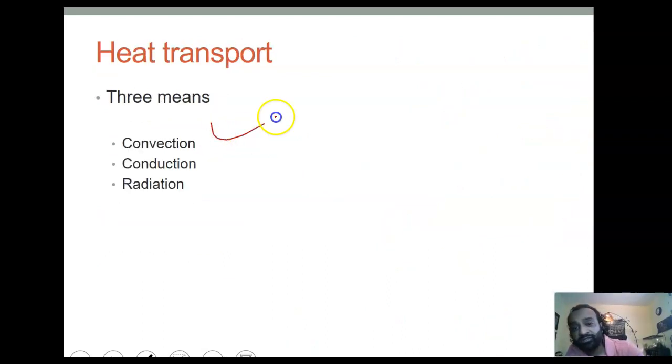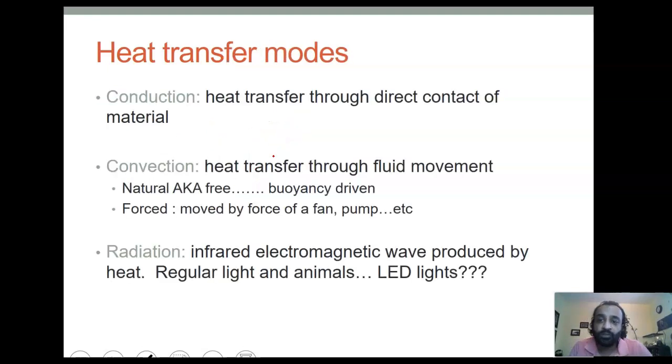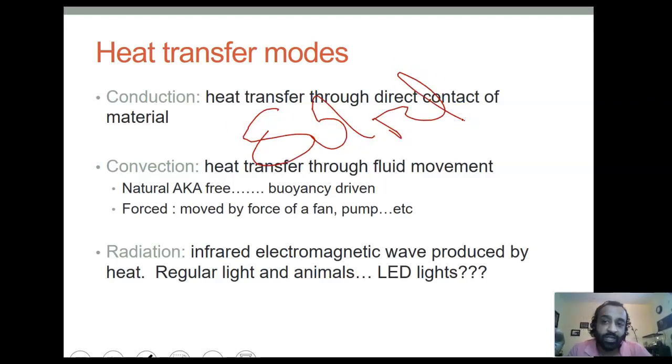So there are three means of heat transport: convection, conduction, and radiation. So convection, let me see if I have that. Yeah, okay. So conduction happens, it's heat transfer through direct contact with material. That means it's in solids. Conduction happens in solids. Okay. So if you're heating a pan, that's solid completely, so that's conduction. It's very simple. If you're heating anything solid, you are conducting heat.